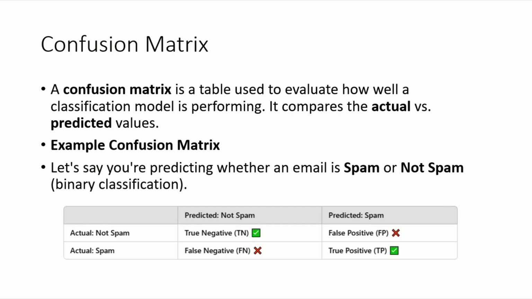And we'll be using a confusion matrix to help determine the accuracy for our predictions that we'll be making with this random forest. It's a table used to evaluate how well the classification model is performing. It compares the actual versus the predicted values. Here's an example for the confusion matrix. Let's say you're predicting whether an email is spam or not spam.